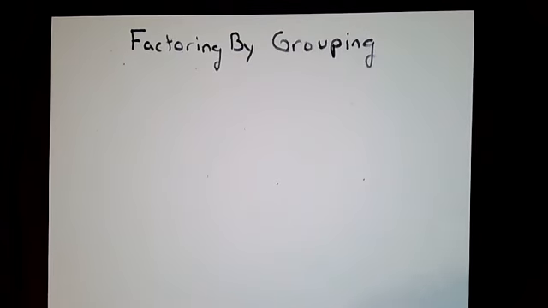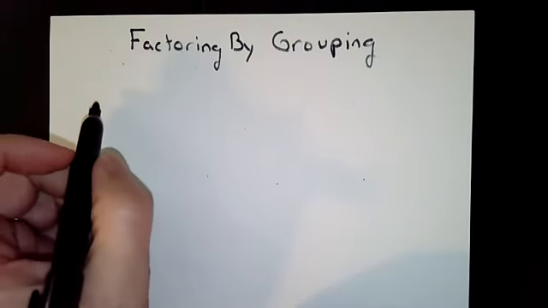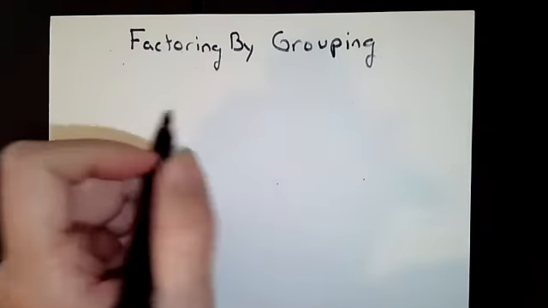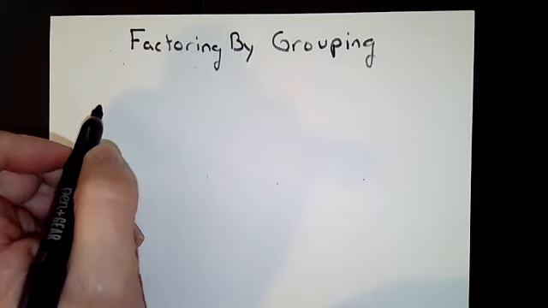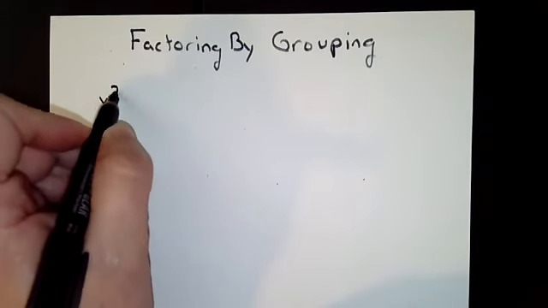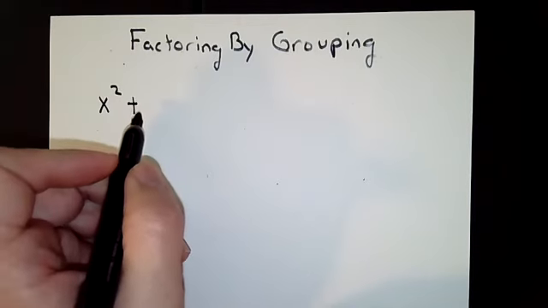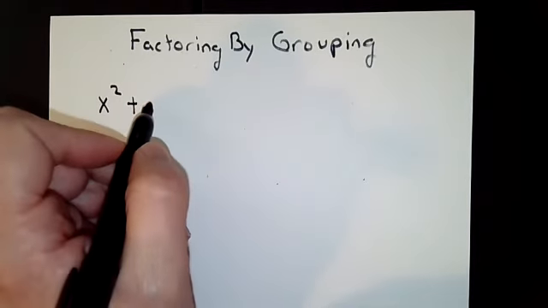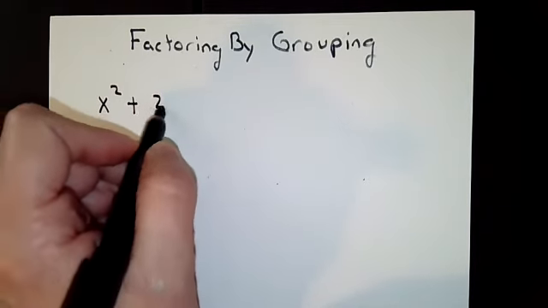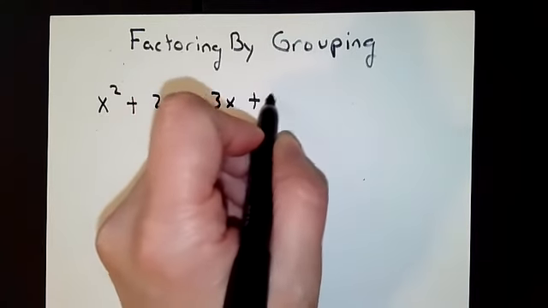All right, so we're going to talk about factoring by grouping. Factoring by grouping is when you have four terms. So for example, we might have x squared plus 2x plus 3x plus 6.